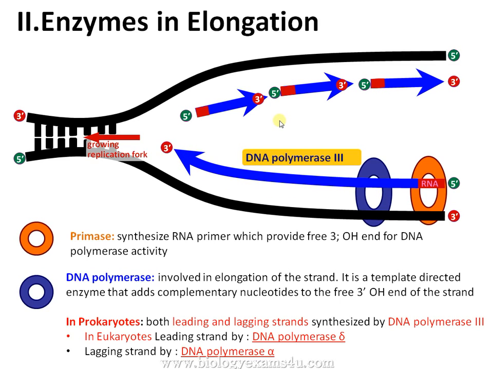The other strand, which is synthesized as short fragments, is called the lagging strand. Here many primers are required, and that is also done by the primase enzyme. In prokaryotes, both lagging and leading strands are synthesized by DNA polymerase 3, whereas in eukaryotes there is a slight difference. The leading strand is synthesized by DNA polymerase delta, and the lagging strand is synthesized by DNA polymerase alpha.